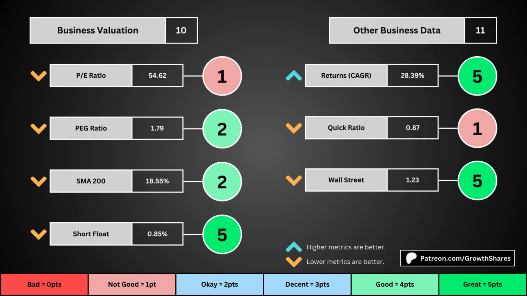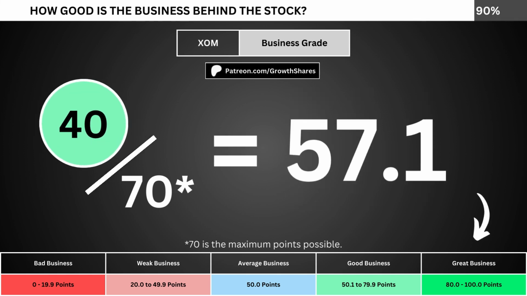And then Wall Street is the average consensus rating Wall Street analysts give the stock, from a strong buy of 1 to a strong sell of 5. Again, the better values get a higher point total. Adding everything together, we divide the points awarded by the maximum points possible, which is 70. That gives us the business grade for the company. We want the business grade to be above 50, meaning it has a better than average business.